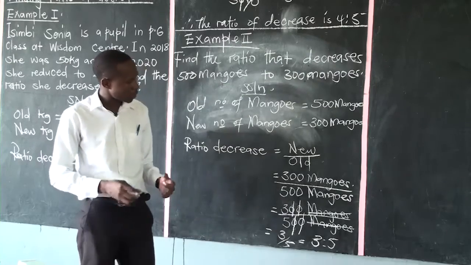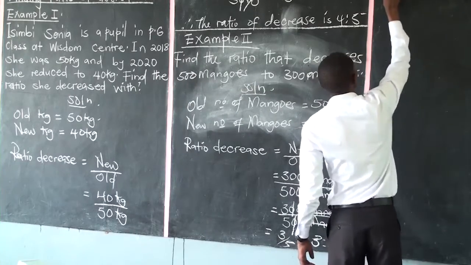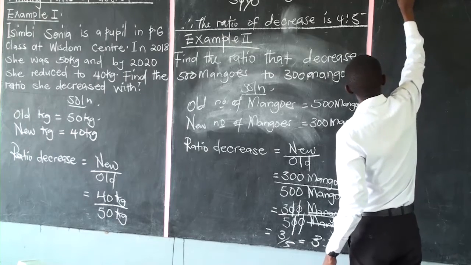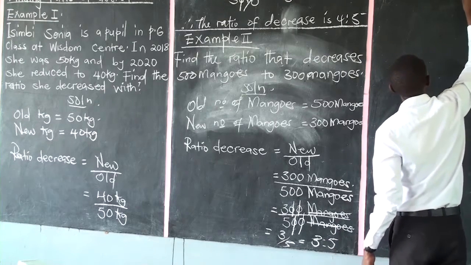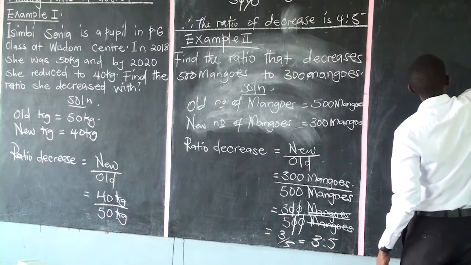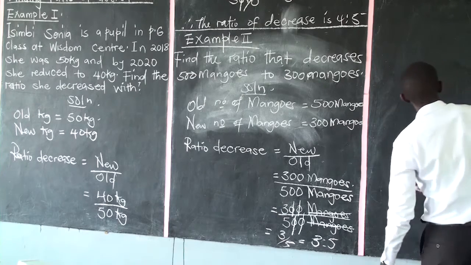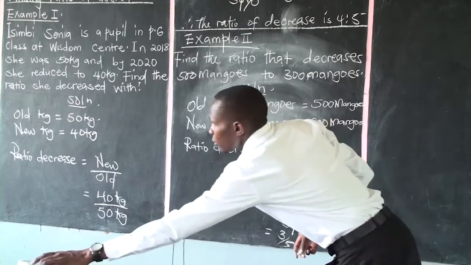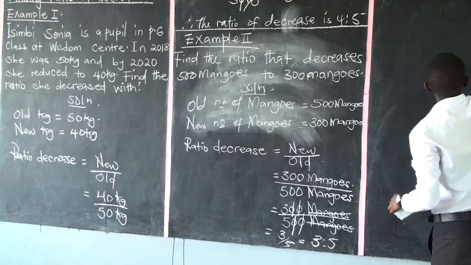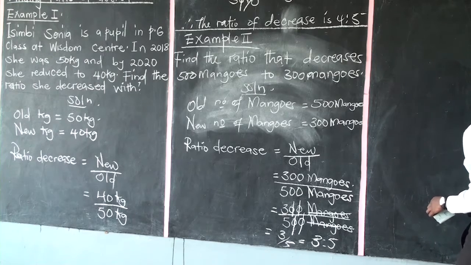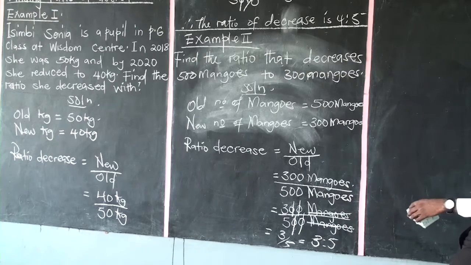3 to 5. And when you look at 3 to 5, it is now our ratio of decrement. Therefore, the ratio of decrement or degrees. Let's use degrees because we have used degrees in a question. The ratio of degrees is 3 to 5. After there, you'll have to get your ruler and underline this.